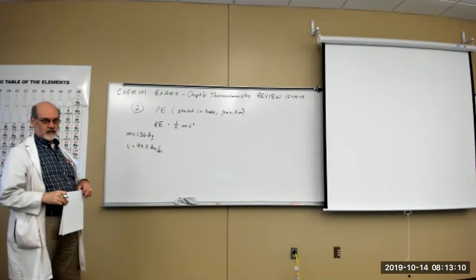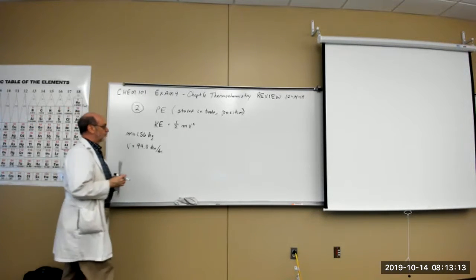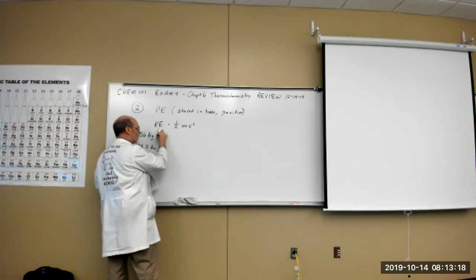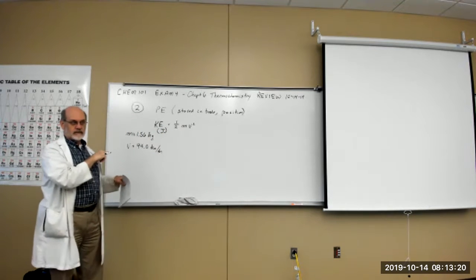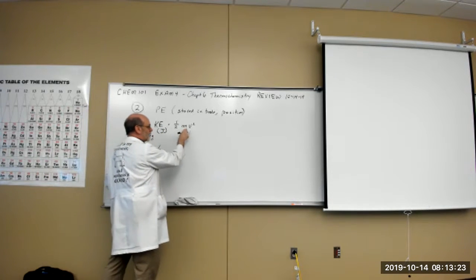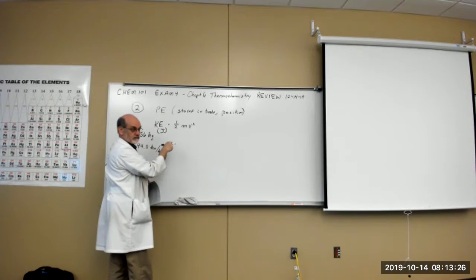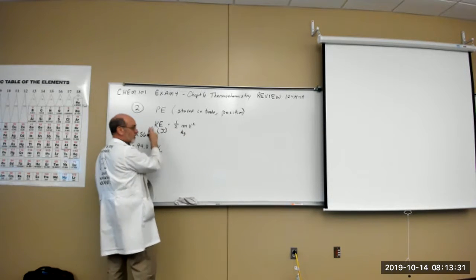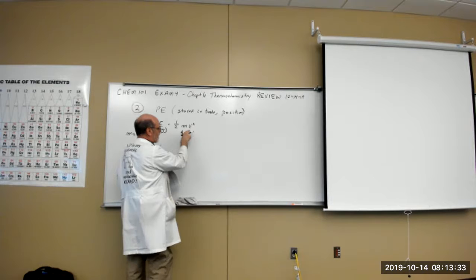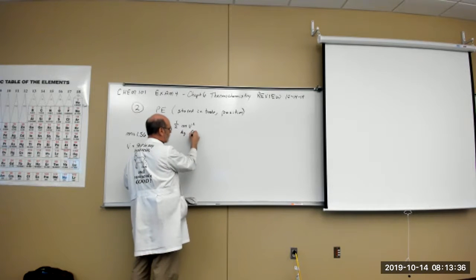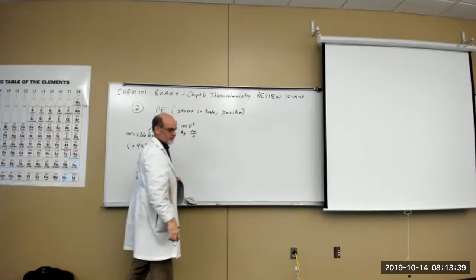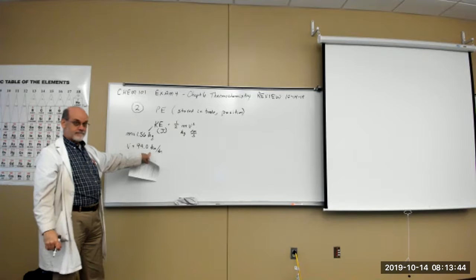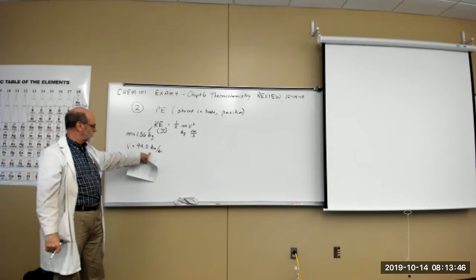1/2 mass times velocity squared. But remember, in order for the standard unit here of joules to be your answer, these have to be in SI units as well. And what's the SI unit for mass? Kilograms. Okay, we're good there. What's the SI unit for velocity? Meters per second. That's not meters per second. Okay, so that has to be converted.